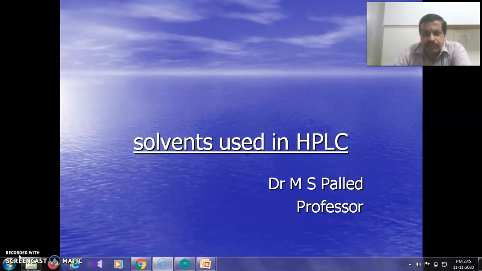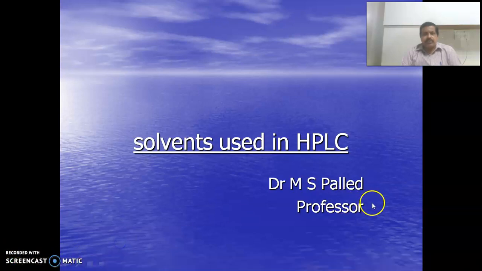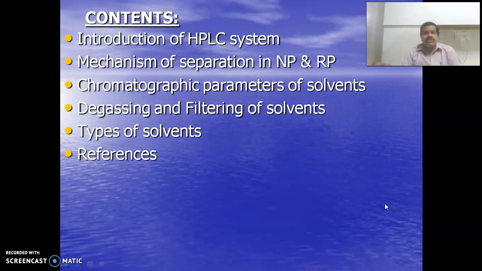So solvents. There are different solvents which are used particularly with relation to HPLC. So preferably you have to use HPLC solvents. What I want to continue in this session is the HPLC system, which I have already briefed. Then the mechanism of action of normal phase and reverse phase, the different parameters used for the solvents, then the role of degassing and filtering of solvents and different types of solvents.